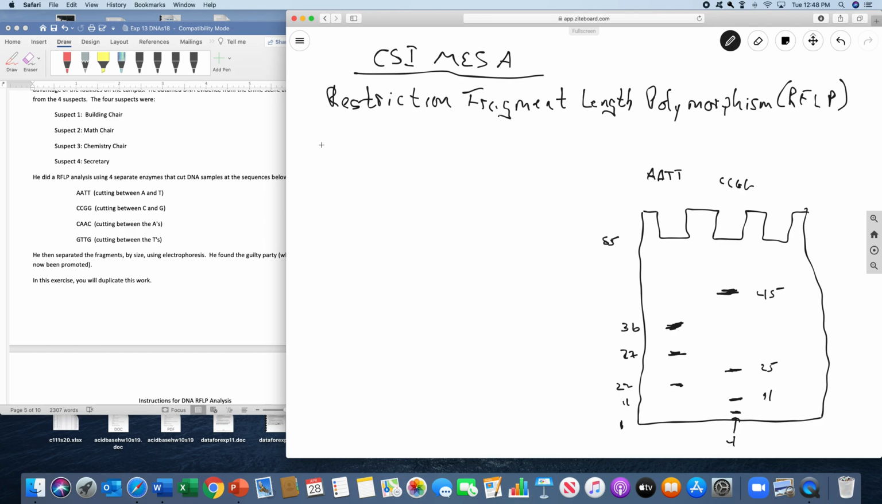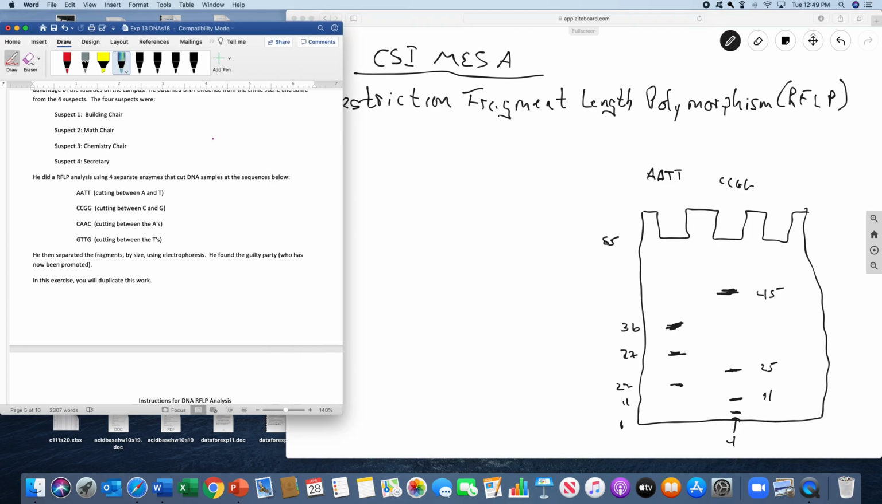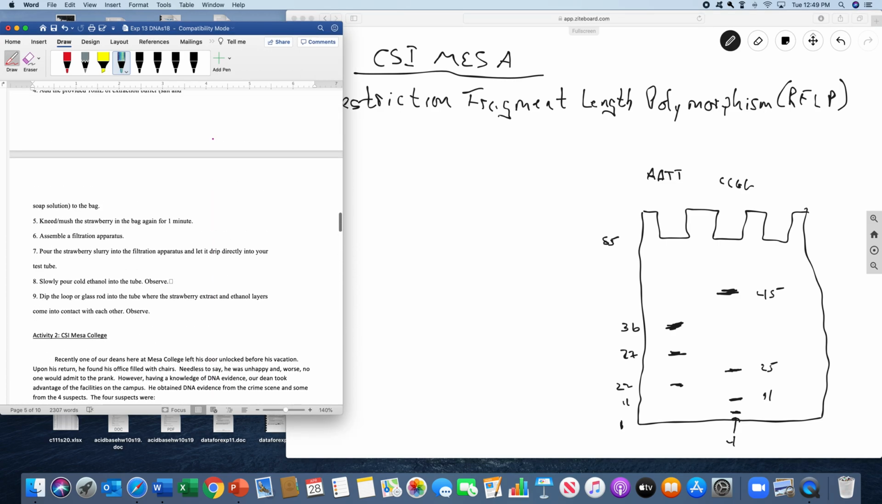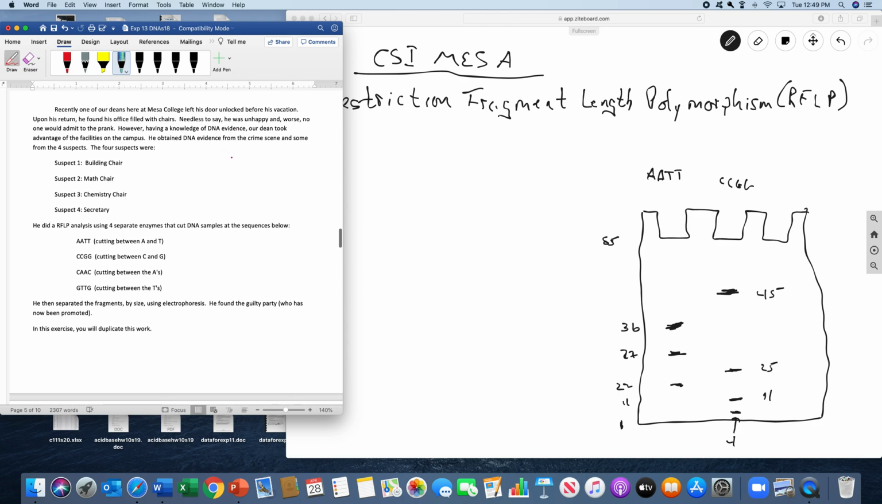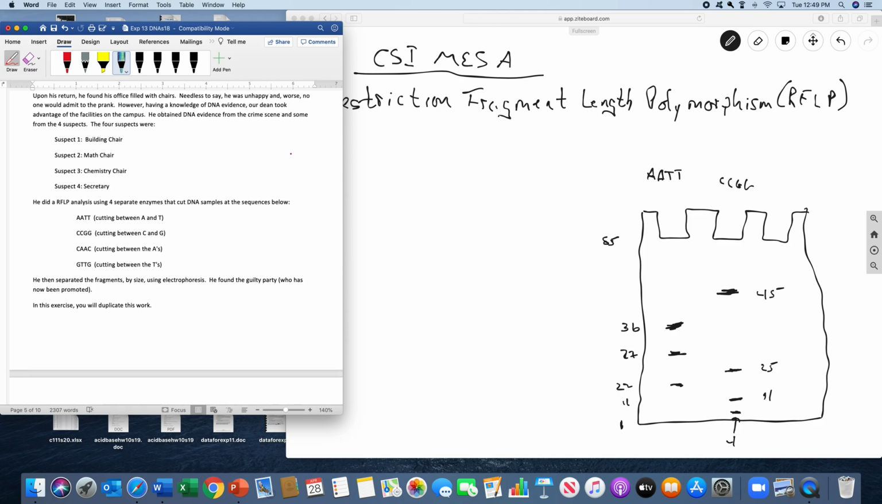So the idea is this: you isolate DNA from the crime scene, from the suspects, and we made up a whole story here of something that actually happened. And then there are enzymes that are isolated from bacteria that are called restriction endonucleases. And you take the DNA, you might put it into a few different test tubes, and then you incubate it with these enzymes.